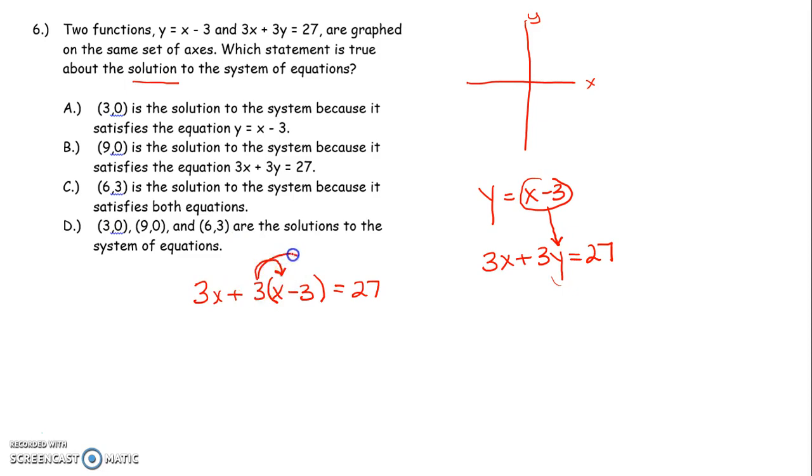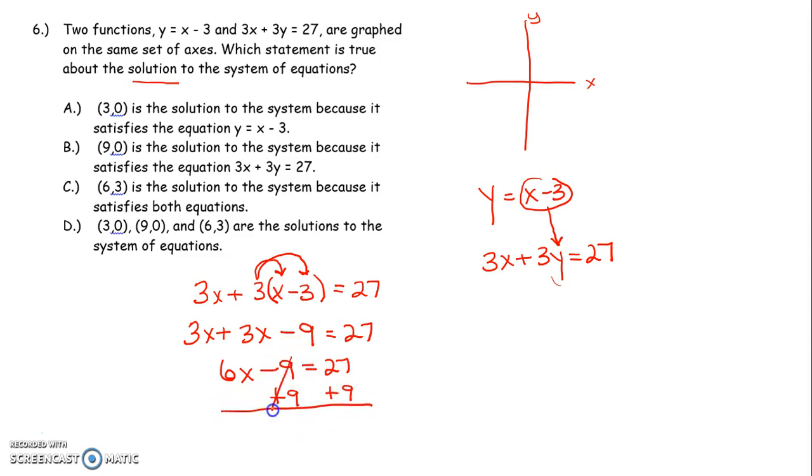First thing I'm going to do is distribute this 3 to clear out my set of parentheses. So then I have 3x plus 3 times x is 3x minus 3 times 3 is 9 equals 27. 3x plus 3x, that's 6x, minus 9 equals 27. In order to solve this two-step equation, I'm going to undo this subtraction first, moving all my constants, all my numbers without x's, to the right. I'm going to add 9 on both sides. And then I find I have 6x equals 27 plus 9 is 36.